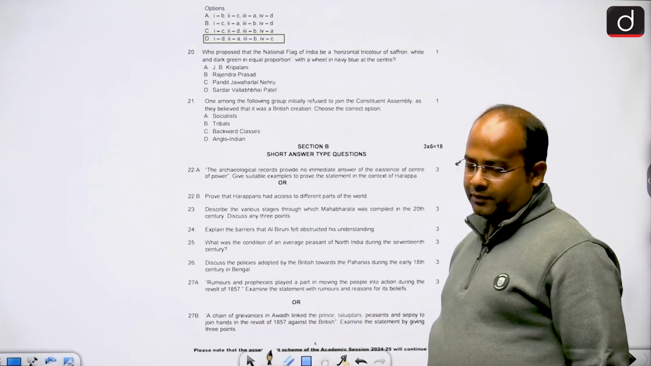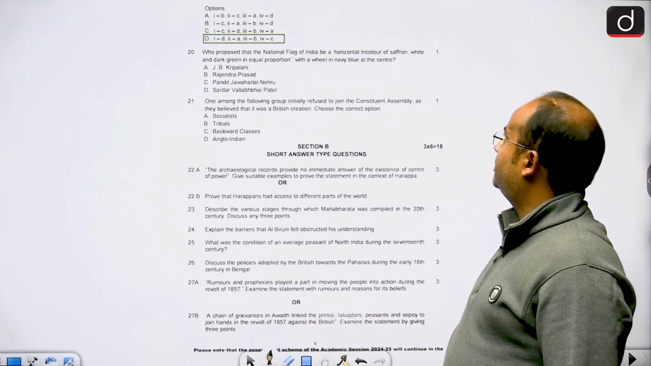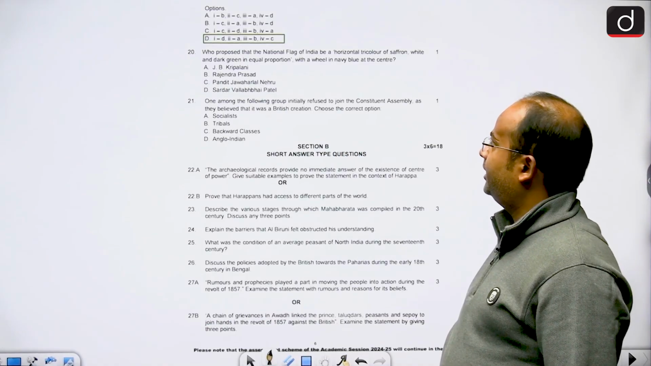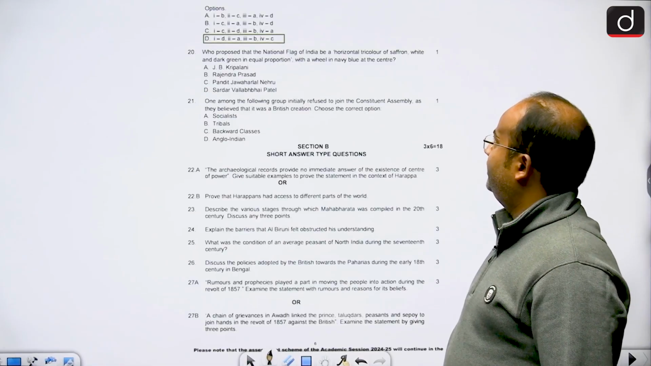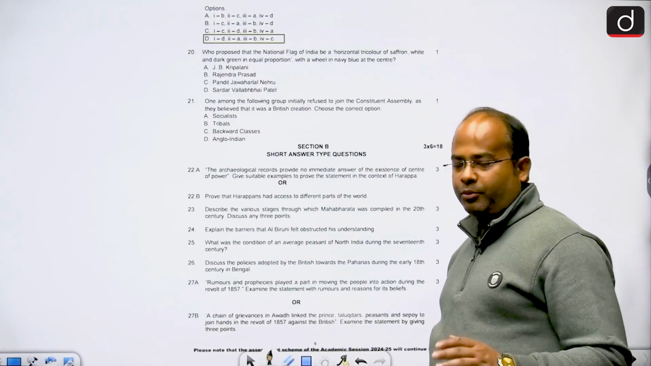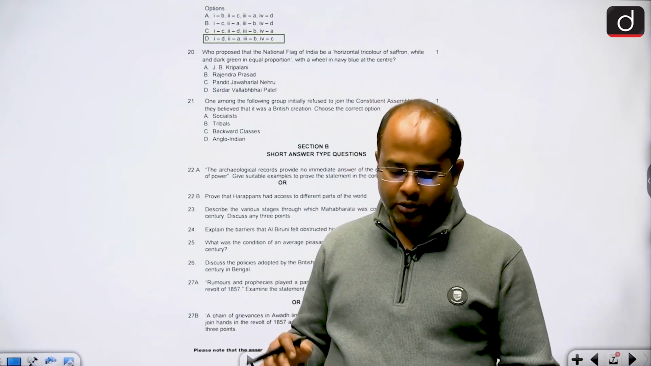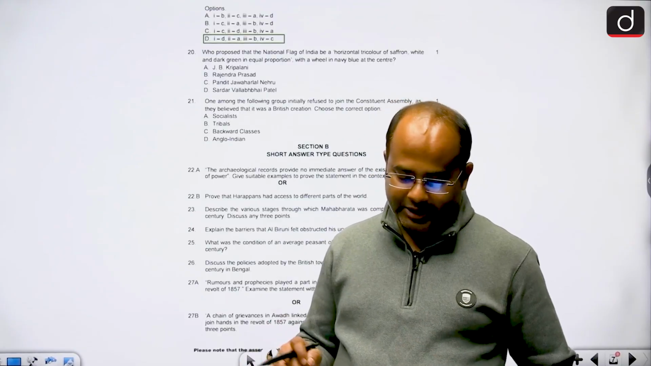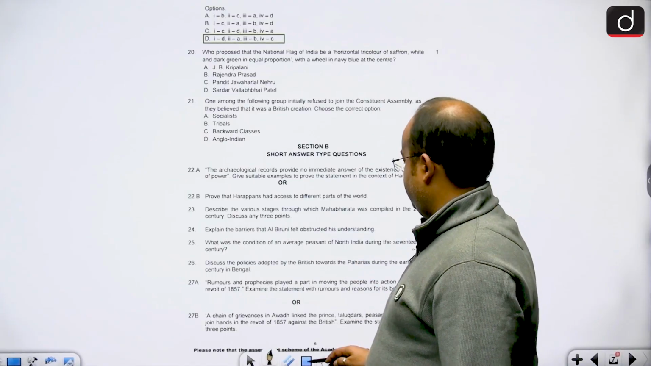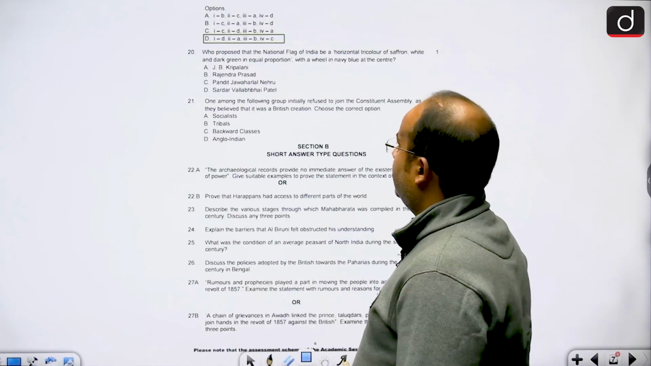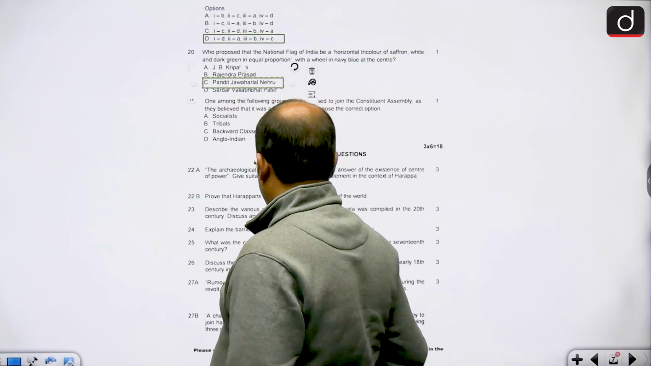Now, next question we have question number 20. Who proposed that national flag to be horizontal tricolor of saffron, white and dark green in equal proportion with the wheel navy blue in center? So, who proposed this modern design of the national flag? So, it was adopted on 22nd July 1947. So, it was J.B. Kripalani, Dr. Rajendra Prasad, Pandit Jawaharlal Nehru or Sardar Vallabhbhai Patel. So, it was being proposed by Pandit Nehru.